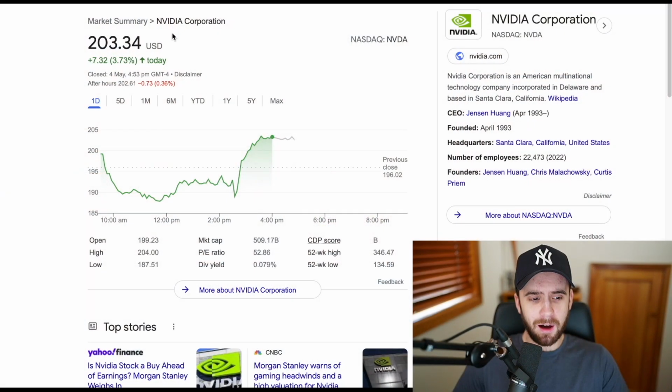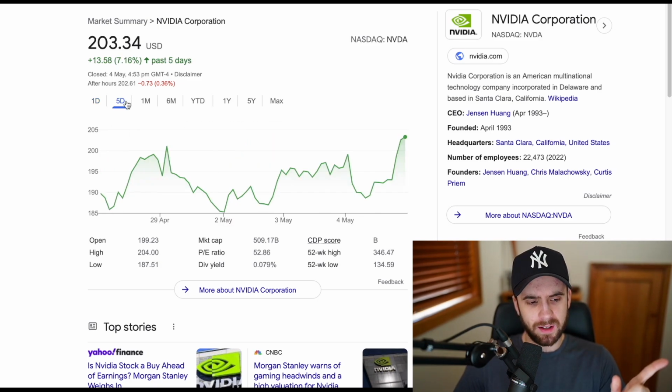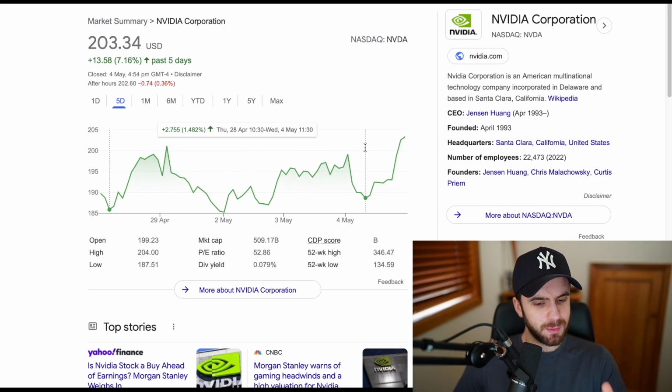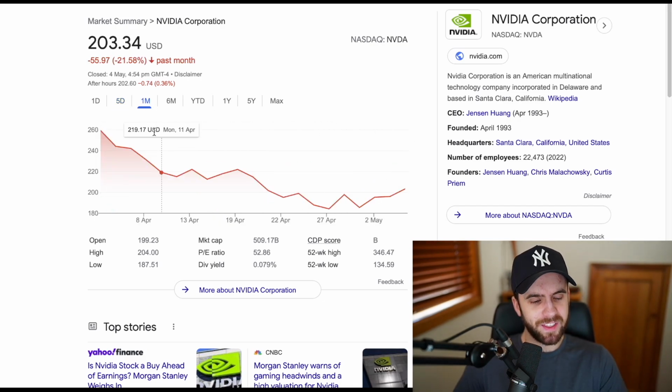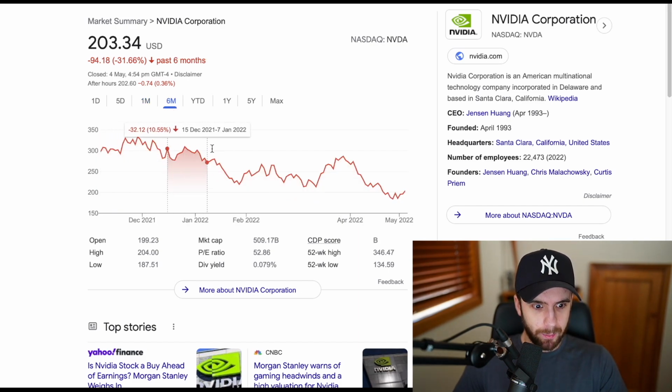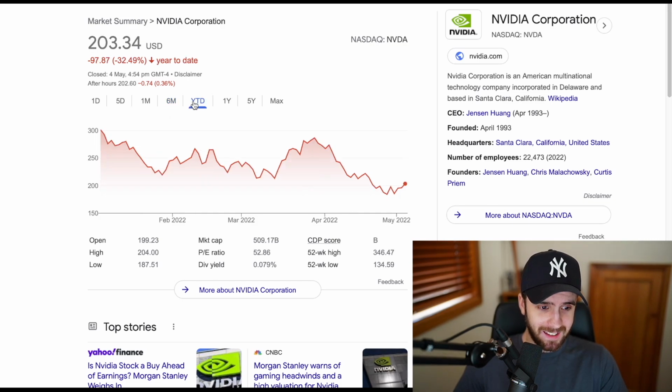Nvidia stock, NVDA. Today's a good day. Have a look at this. Up 3.73%, a big uptick. In fact, over the past 5 days alone, we've had a persistent uptick. Up now 7.16%. Yes, this doesn't make up for the pain we've been feeling over the past 1 month, down 21.58%, or the past 6 months, down 31.6%, or even year to date, down 32.49%. But it is a start.